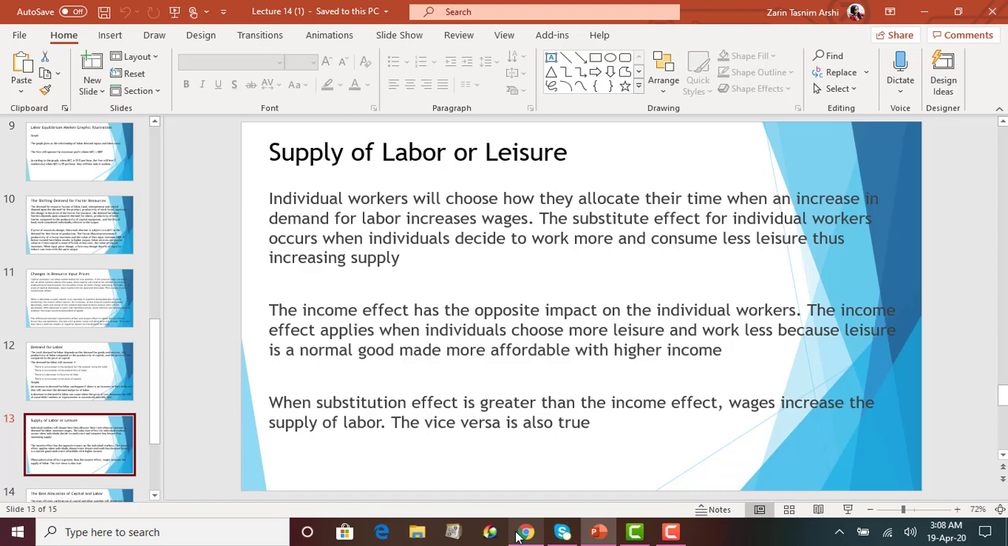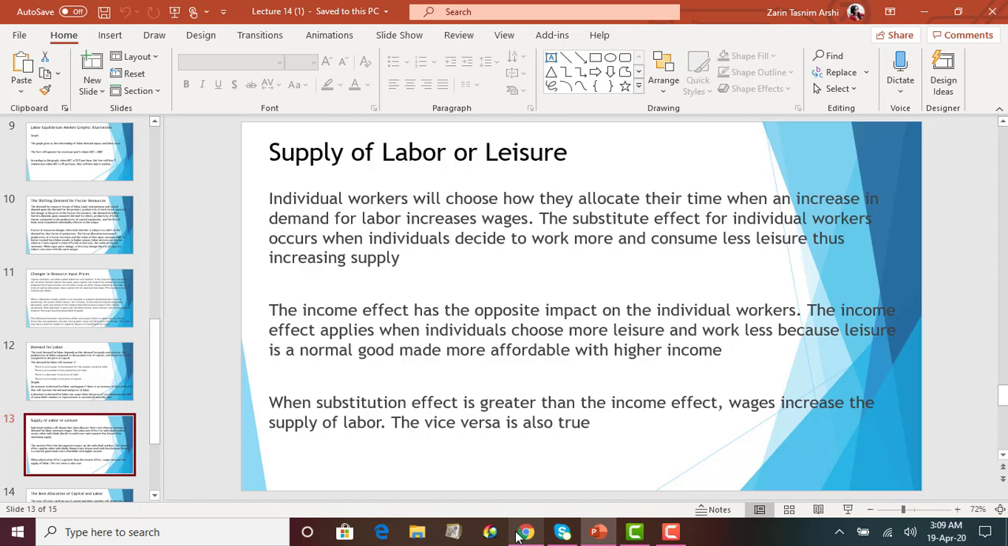Okay, so what it's trying to say is when the labor price increases, the workers decide to work more instead of spending more time for leisure, so supply goes up. That's what the substitution effect says. On the other hand, the income effect is opposite.